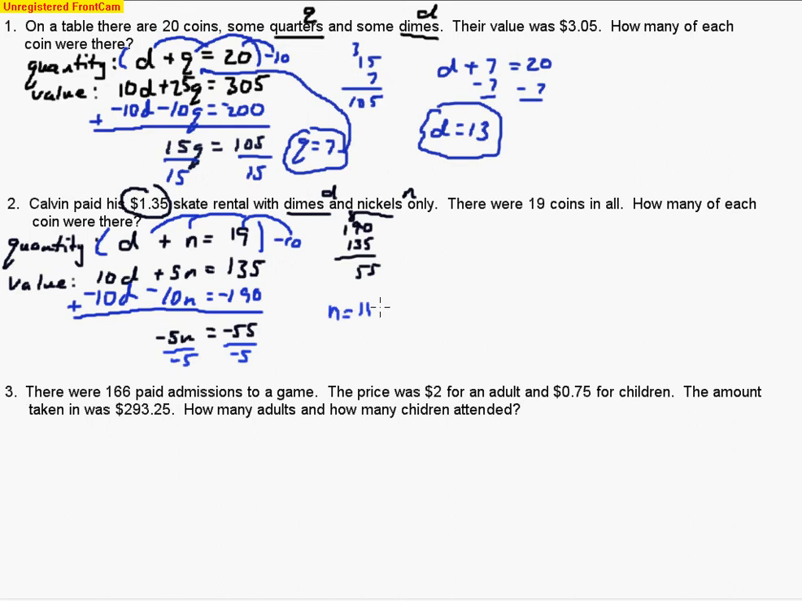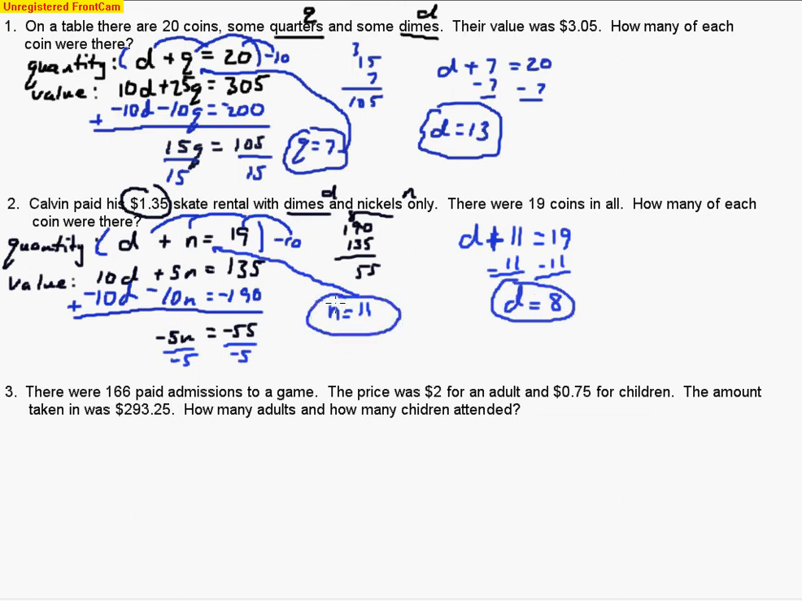N is 11. Well, to find the number of dimes, just substitute. D plus N, which is 11, equals 19. So we just took this 11 and put it right back into place of the N. And subtract that 11 from both sides, and that gave us 8. So 8 dimes is what we have there, 11 nickels.